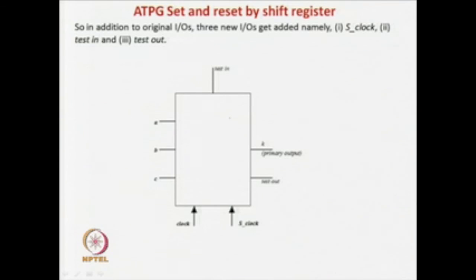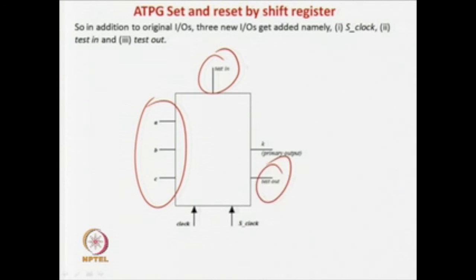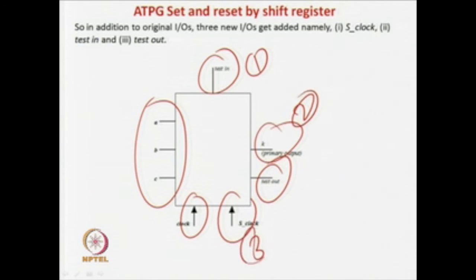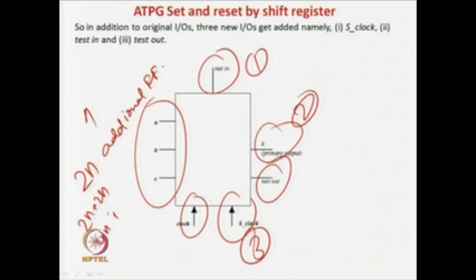Then, this is our block diagram, as I said. A, B, C are the inputs, this is the test in and this is the test out, 2 extra: the shift register input, shift register output, primary output, and 2 clock. So, additional pins are 1, 2 and 3. In 3 additional pins you can do it, but if there are n flip flops, you need 2n additional flip flops, as well as 2n plus 2n equal to 4n test patterns to control this shift register.